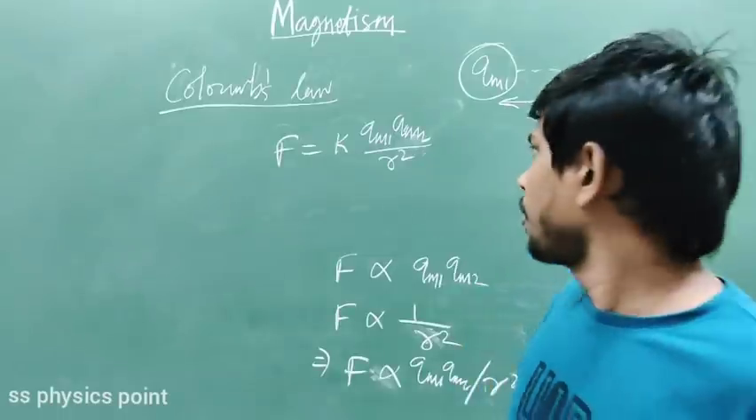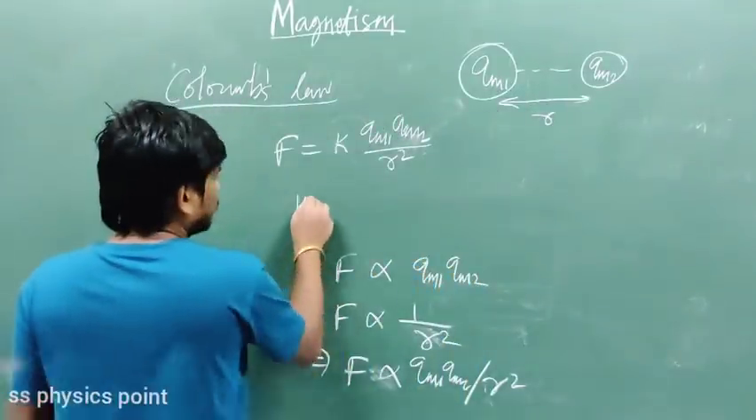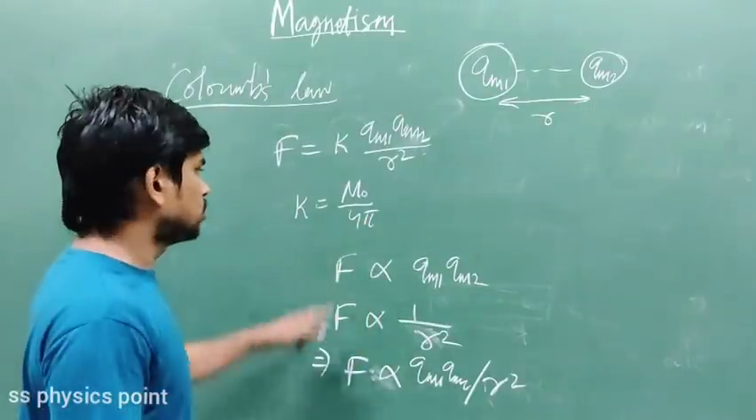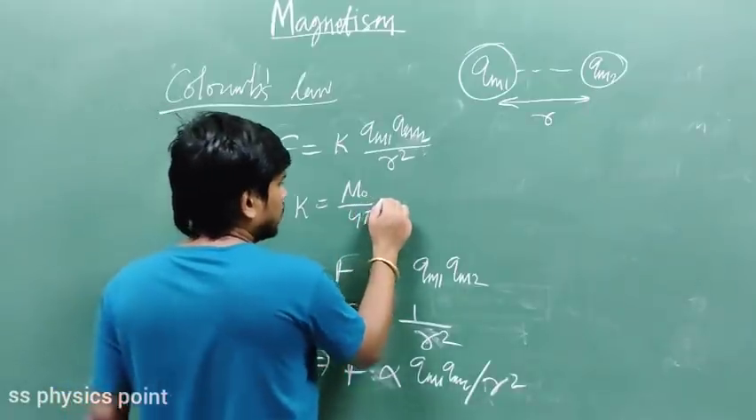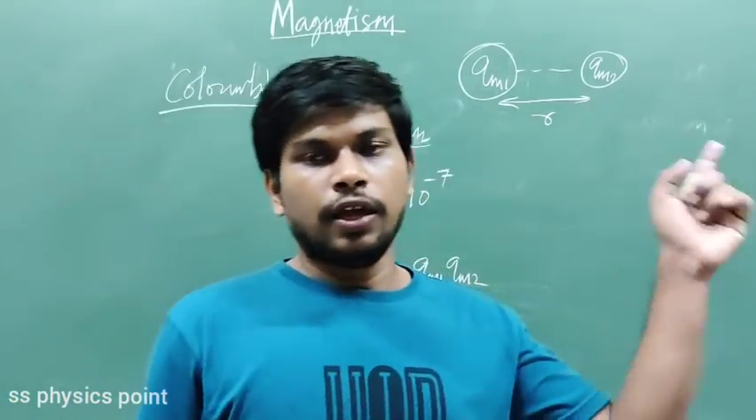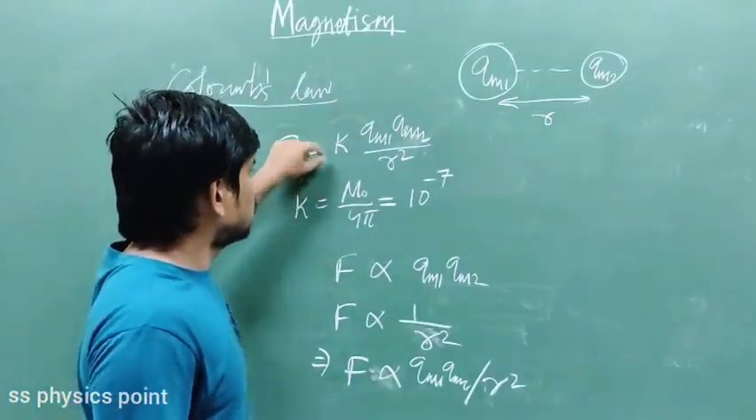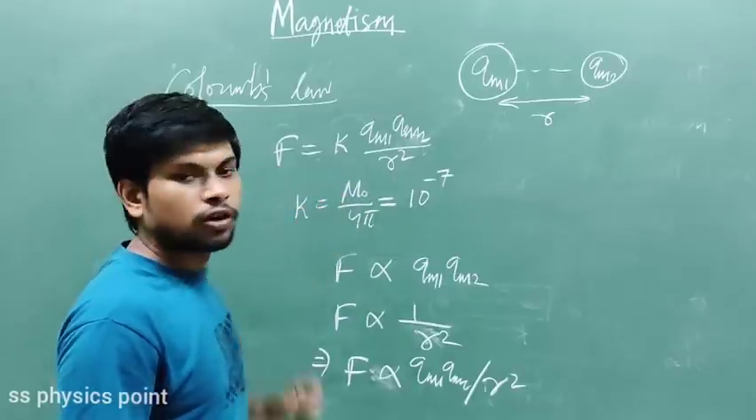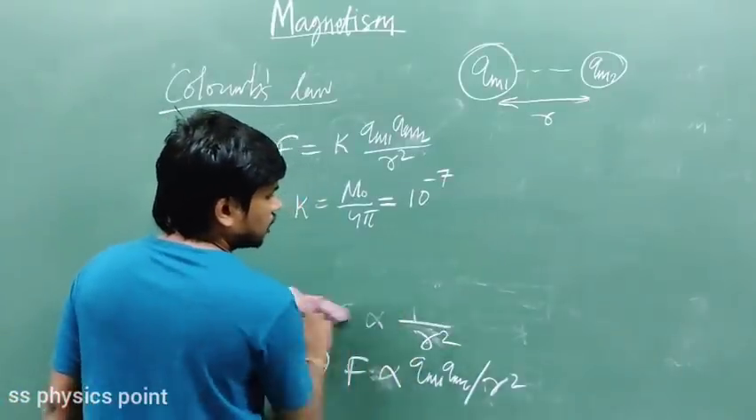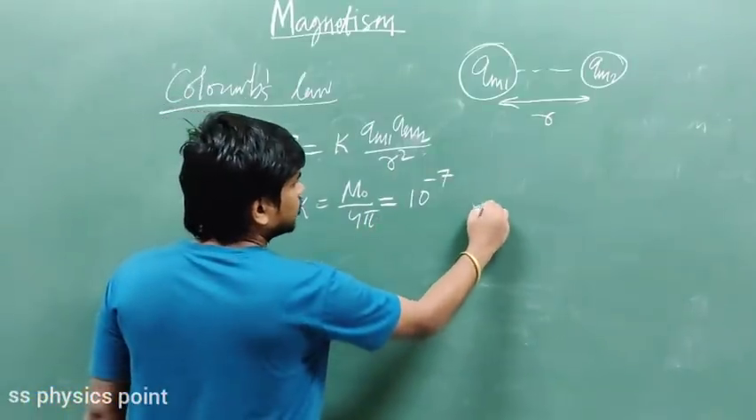So F equals K QM1 QM2 by R square, where K equals mu naught by 4 pi, which is equal to 10 to the power minus 7. We have studied this in Biot-Savart's law also. In magnetism, we will take this constant as mu naught by 4 pi. Just write the unit also here yourself.